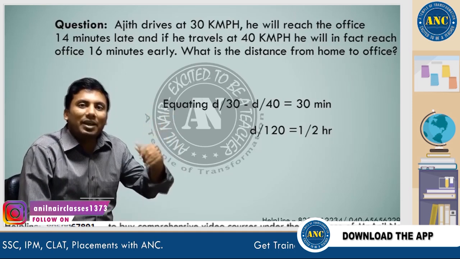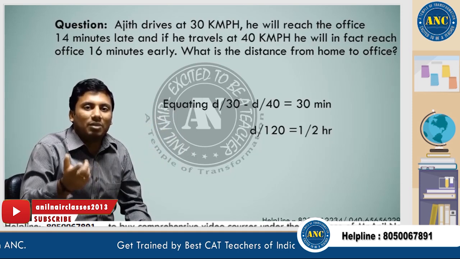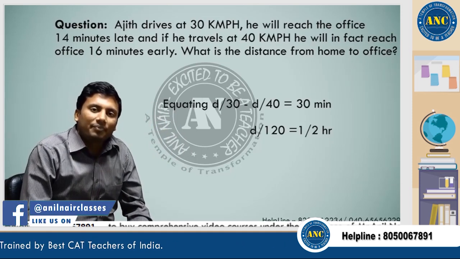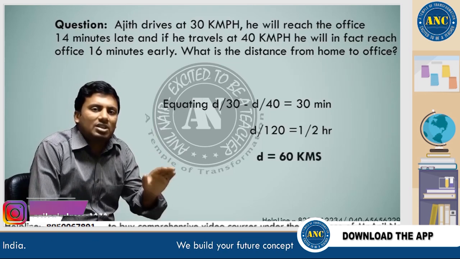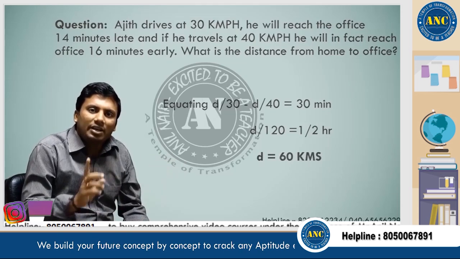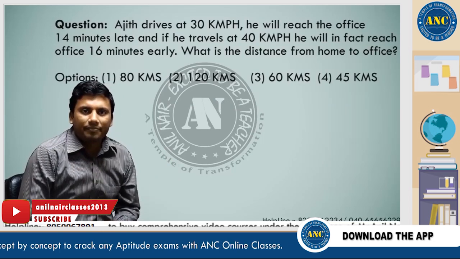So d by 30 minus d by 40 is equivalent to 30 minutes, which is nothing but half an hour. So we will get the answer as d by 60. This is the traditional method to solve the question. Now let us look at another innovative way to solve this question.